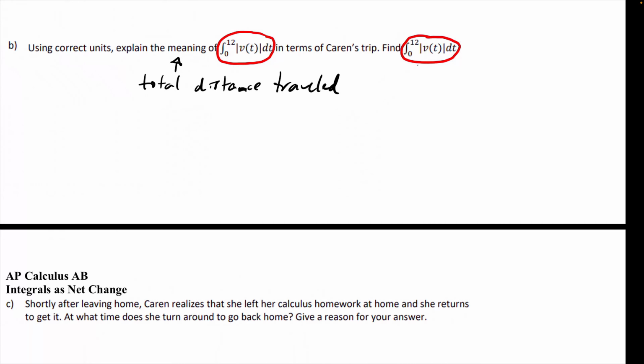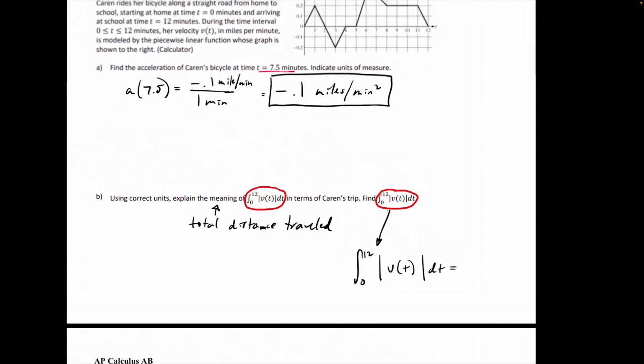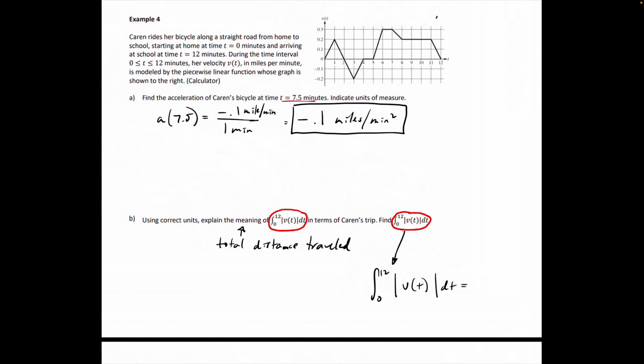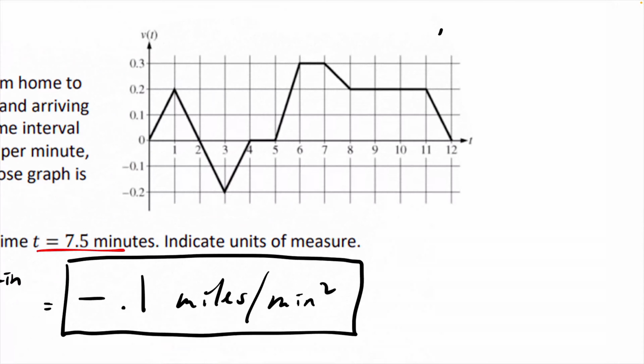Now we actually have to find this guy. That we're going to use our calculator for. Or we're actually not going to use calculator on this one because we don't have anything to plug in. We don't know what V of t is. The only thing I know about V of t is that graph. So if I'm finding the integral of this graph, what does that mean? Area under the curve.